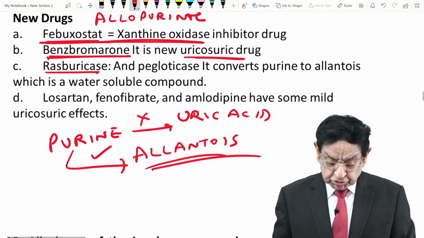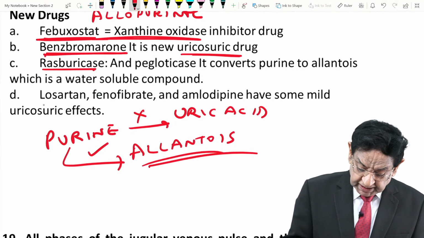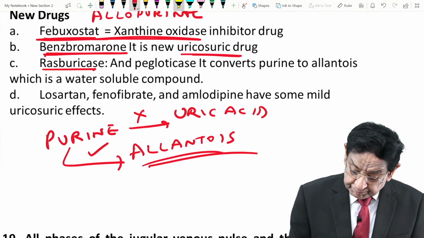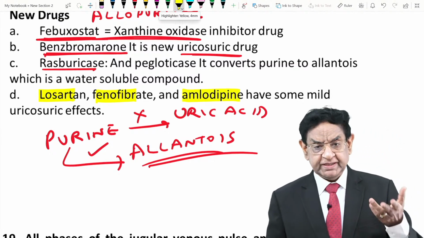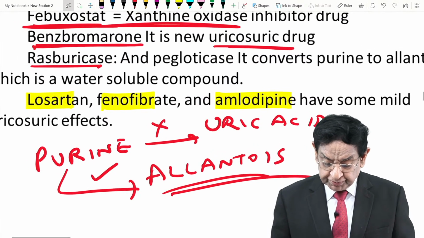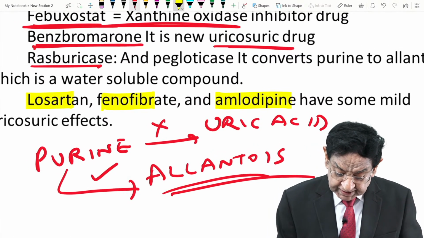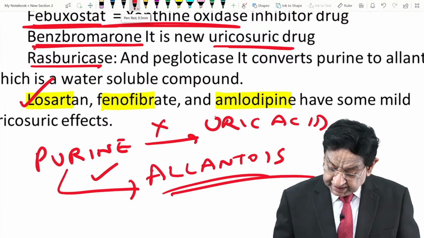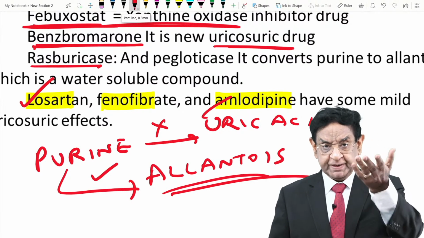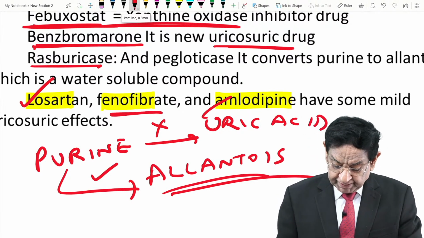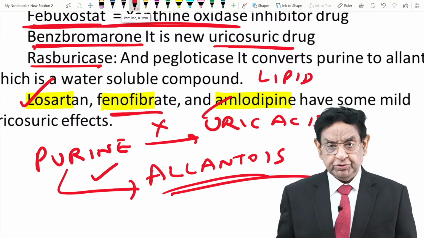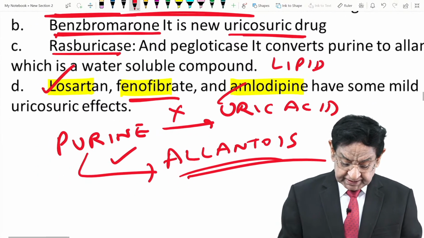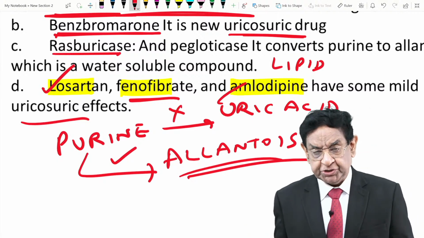But most important are losartan, fenofibrate and amlodipine. These are three well-known molecules to you. We know very well that losartan and amlodipine are drugs for hypertension. Fenofibrate is a drug to control lipids. So these drugs also have a uricosuric action. They cause increased uric acid excretion.